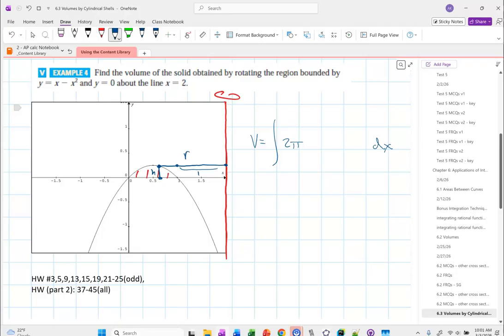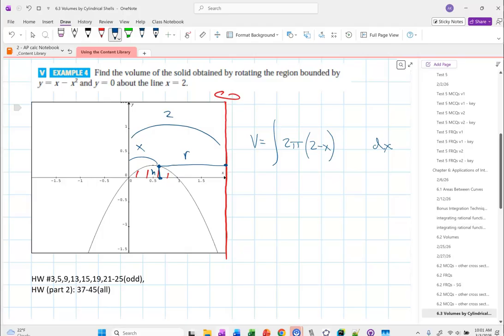Okay. So we know here to here is 2, right? And we know from here to here is x, right? So radius is 2 minus x. Everybody feel okay there? Now, let's think about our bounds of integration.